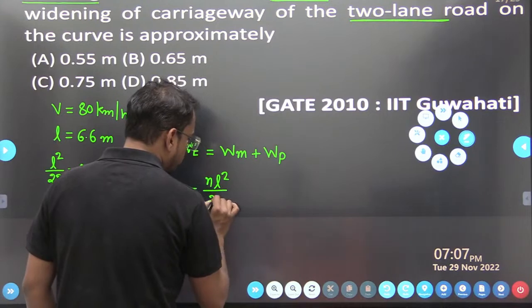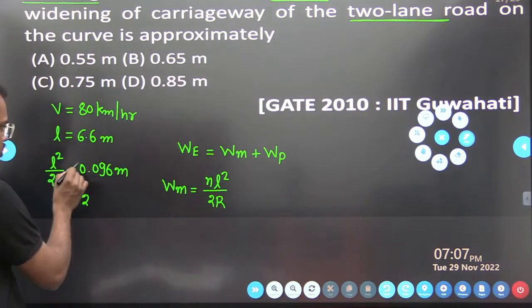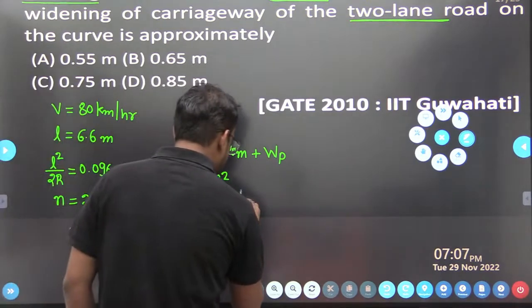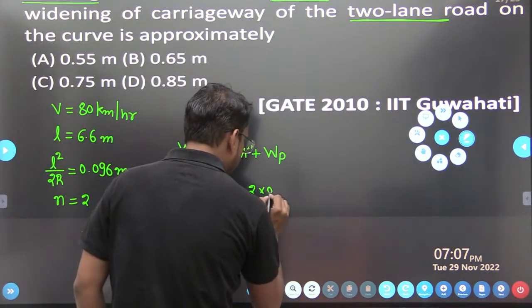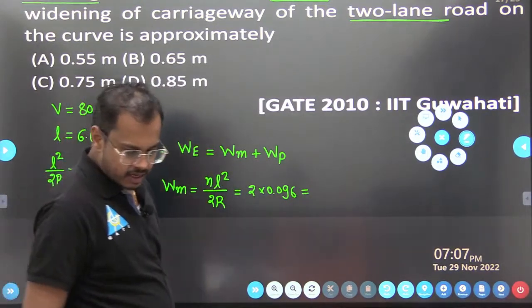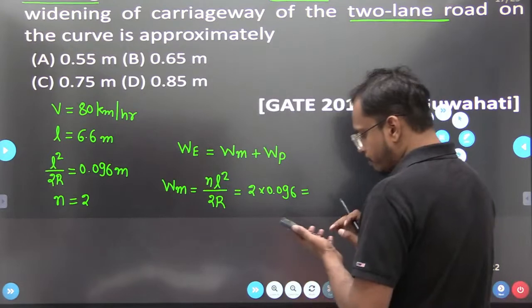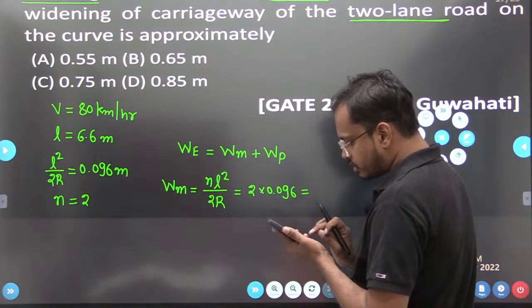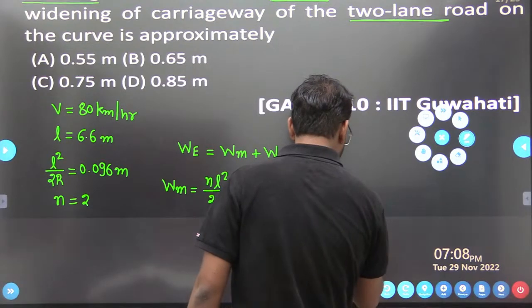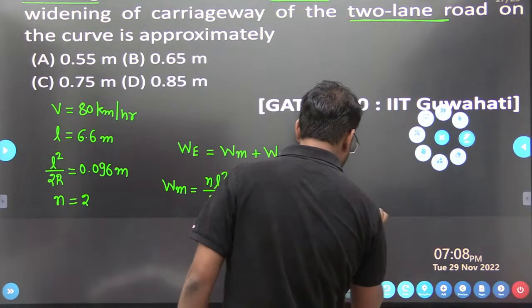L square upon 2R is directly given in the question. L square upon 2R is 0.096 and n is equal to 2. So, what is the value? 2 multiplied by 0.096. What is the value of mechanical extra widening here? The value of mechanical extra widening, 2 multiplied by 0.096, is equal to 0.192 meter.